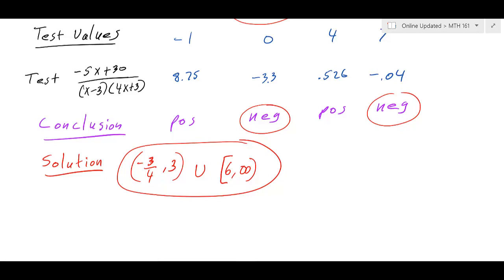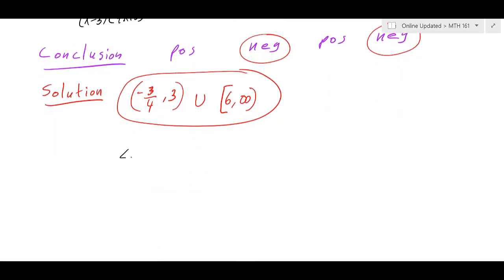Okay? And once again, if you want to look at this on a number line as far as the solution, you would simply locate 3 and negative 3/4. We would have parentheses and highlight between, and we would identify 6 with a bracket and go towards infinity. And if we want to verify this, once again, we can always look at the graph.